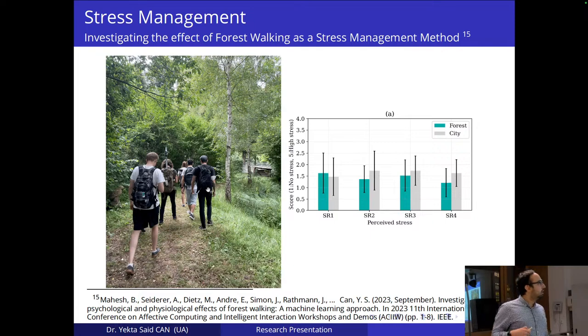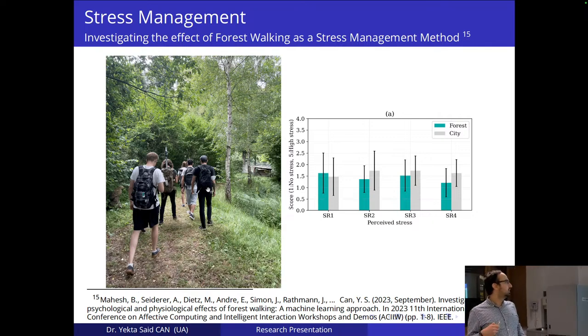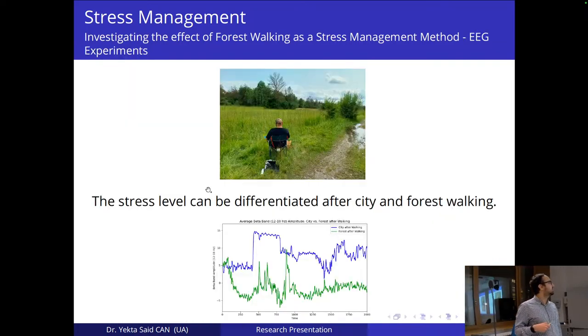We conducted a forest walking experiment in Augsburg forest. To compare, participants also walked in the city. As you can see, in forest walking the perceived stress decreases, whereas in city walking, unfortunately, it doesn't decrease. So from self-reports, we see the effect of forest walking on perceived stress.